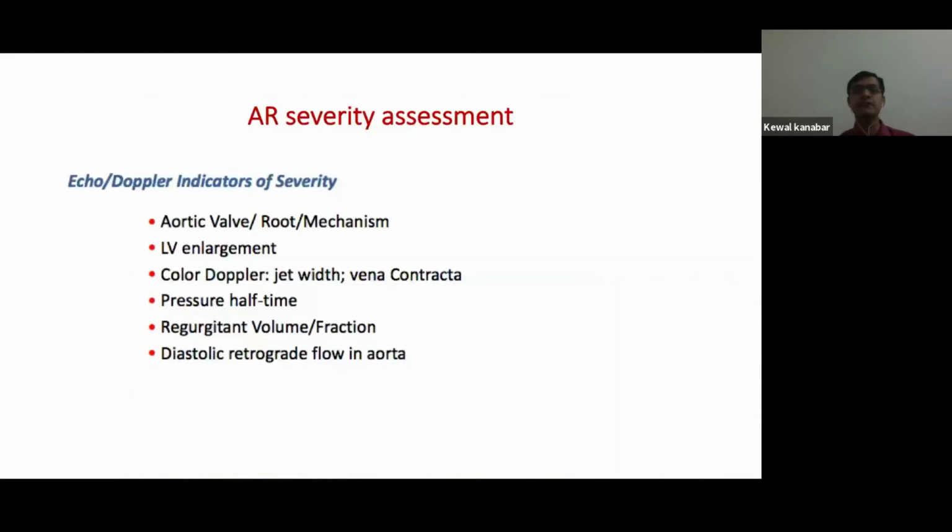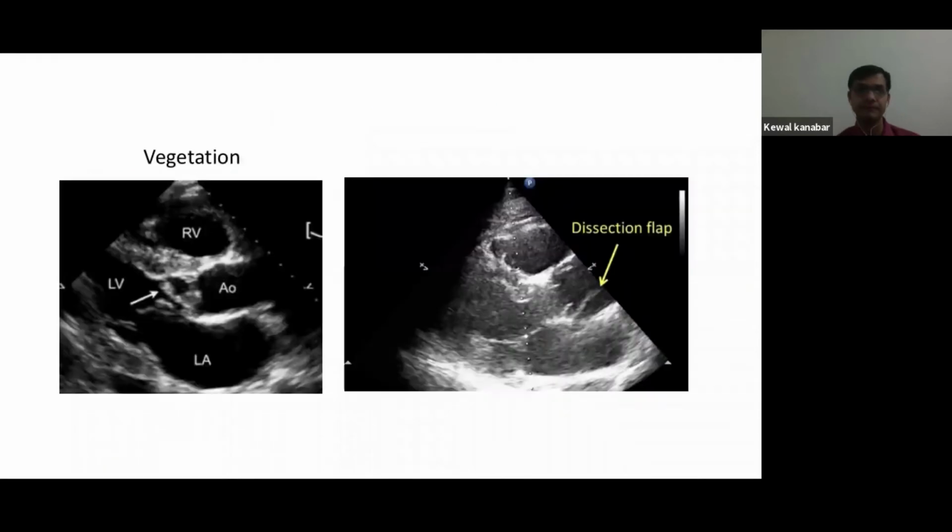The assessment of the severity of AR includes the assessment of the aortic valve and the aortic root, the effects on the left ventricle, particularly left ventricular enlargement, then the assessment of AR in the form of color Doppler imaging, assessment of the jet with vena contracta, the pressure half time, quantitative assessment including regurgitant volume, regurgitant fraction, and assessment of flow reversal in the aorta.